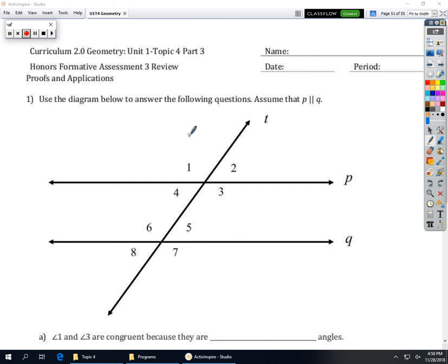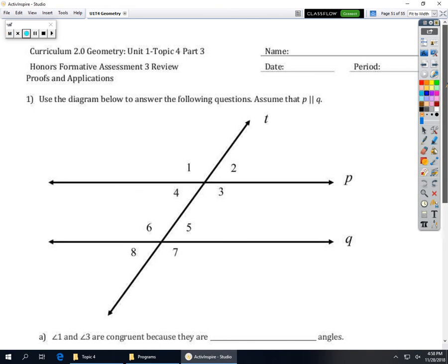All right, everybody, it is review time. We're going to use this diagram to answer the questions. Assume that P is parallel to Q. Remember, it needs to be parallel, otherwise you can't do any of this.